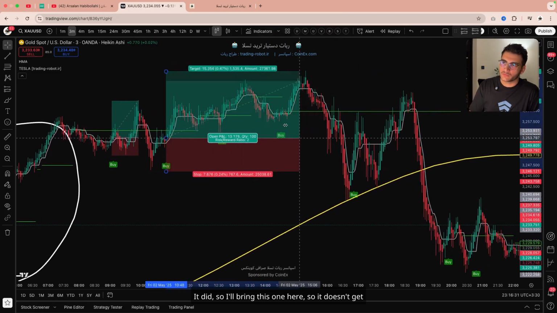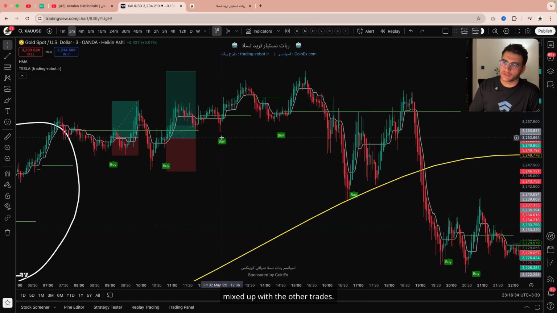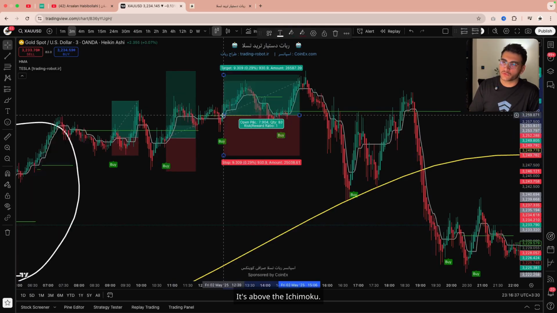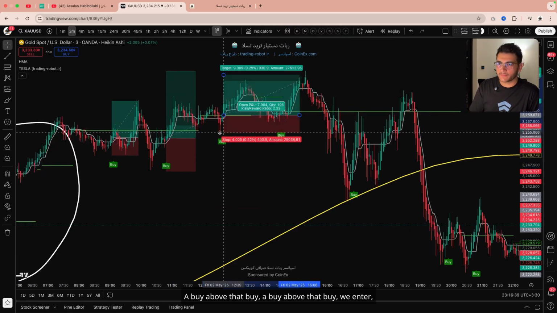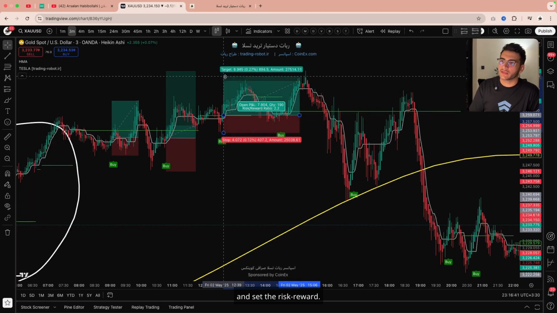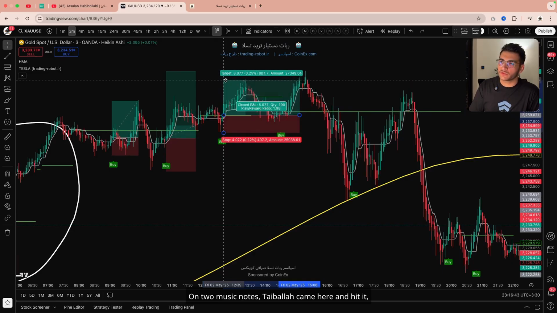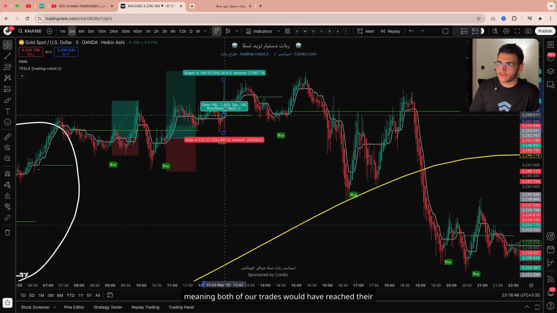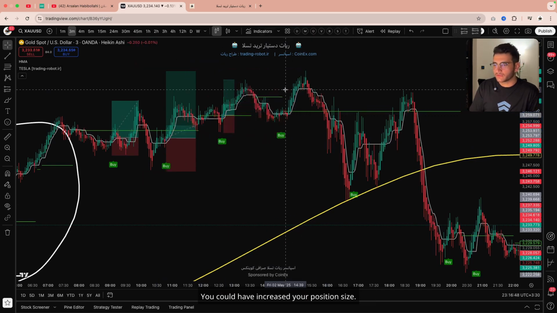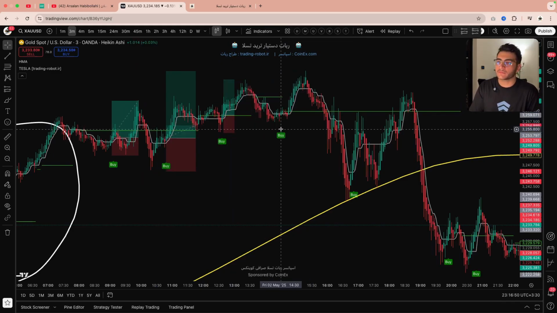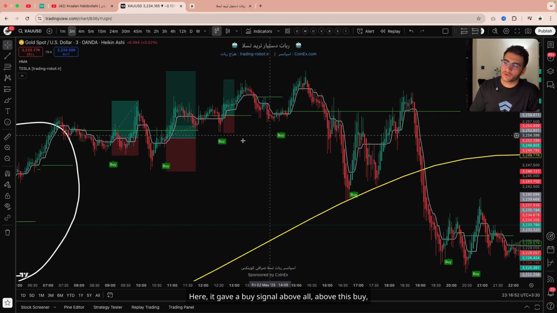It did, so I'll bring this one here so it doesn't get mixed up with the other trades. Here we had a buy signal above the Ichimoku. It's above the Ichimoku. A buy above that buy, a buy above that buy. We enter and set the risk reward. On 2 music notes, Taibala came here and hit it, meaning both of our trades would have reached their targets here at the same time. You could have increased your position size. Here, it gave a buy signal above all, above this buy. Is it correct to enter the trade?